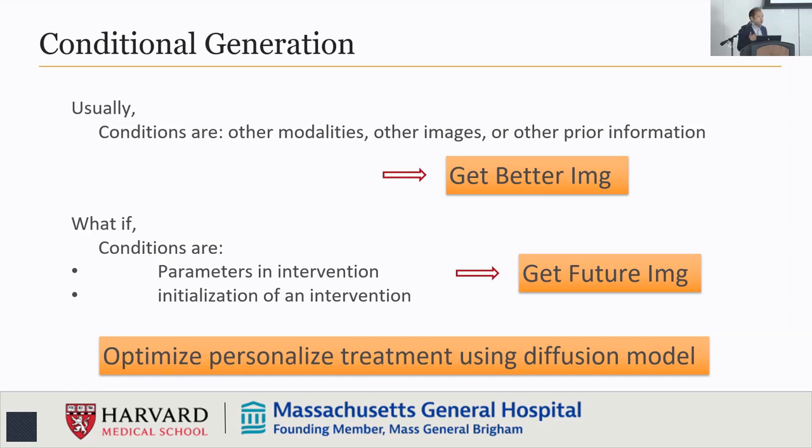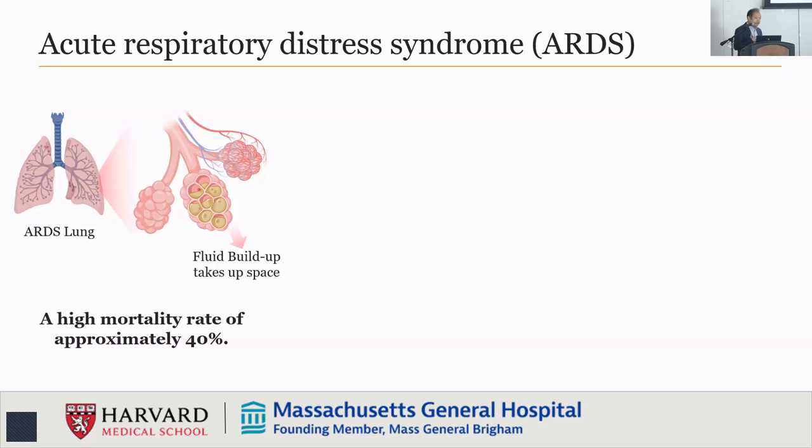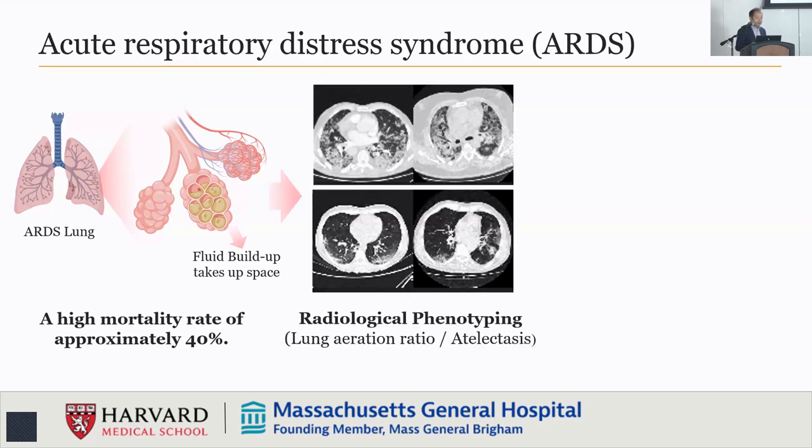That's our purpose. I'm going to show two examples in this talk about how to do it and how it works. The first example is an application in the ICU. ARDS is a disease where basically the lung starts to collapse due to many reasons. COVID could be one major reason. When this happens, the small lung elements cannot open up and air cannot get in, and the radiological phenotype is the aeration ratio in the lung. You can easily see it from the images.